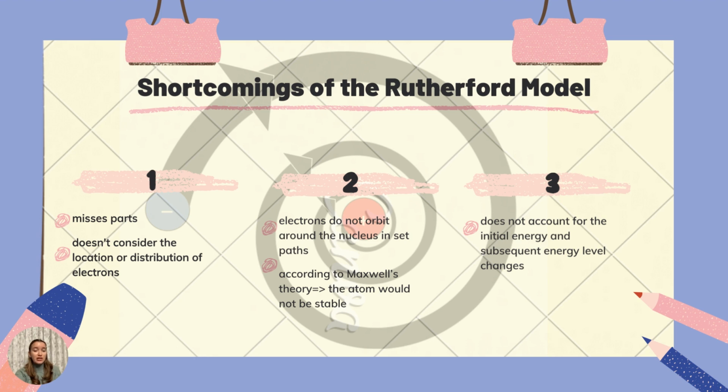The second point is that electrons do not orbit around the nucleus in set or specified paths, and this was determined based on Maxwell's theory. If we were to accept this model just as it was from Rutherford, then we would have an unstable atom where electrons would lose energy more and more until they fell into the nucleus.